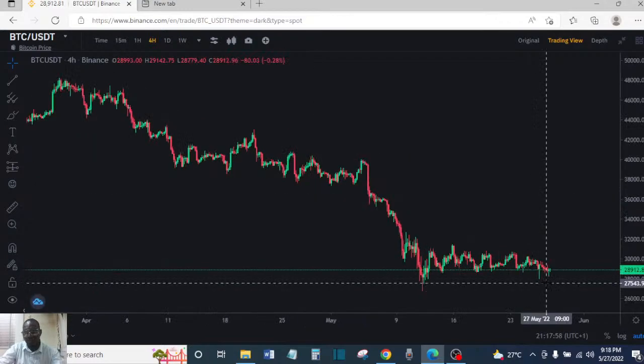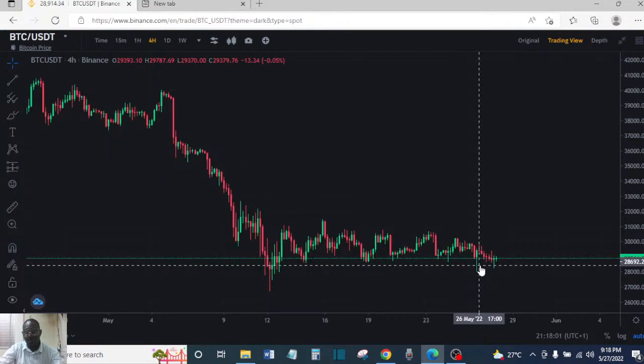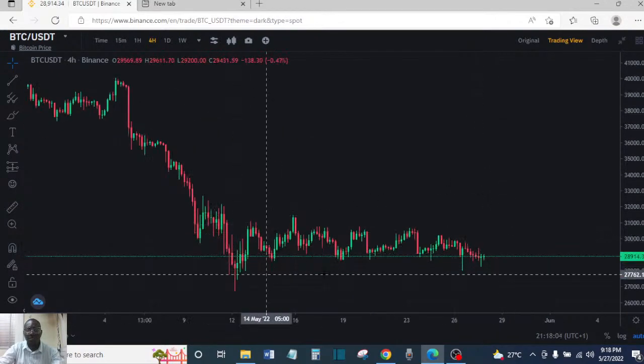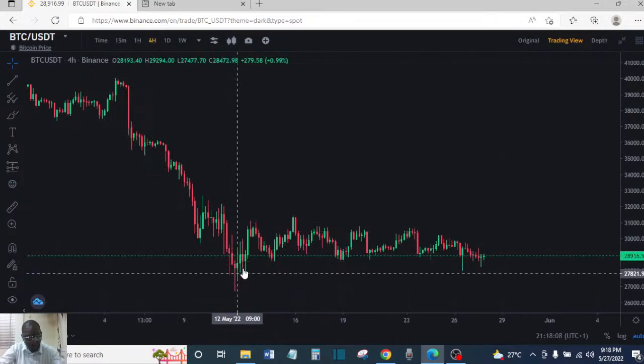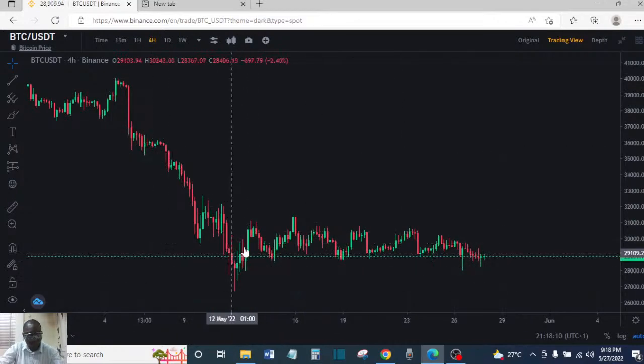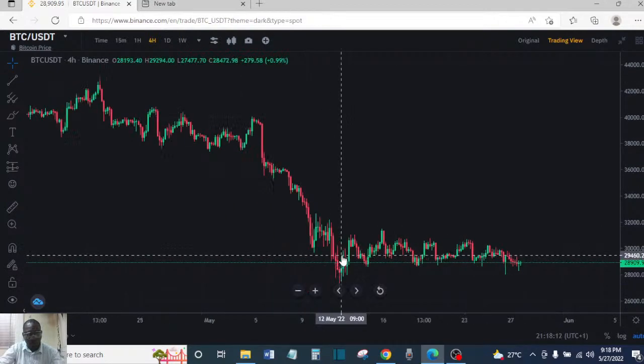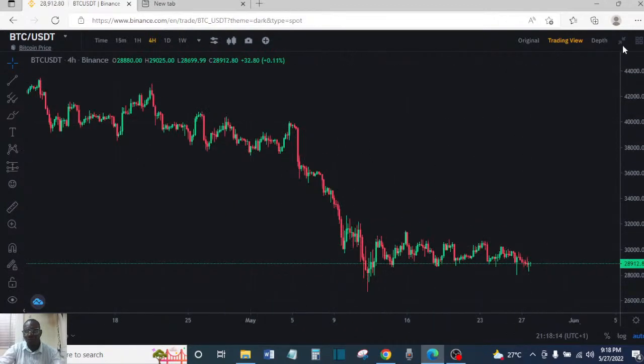All right, this is the 4-hour chart. You can see the 4-hour chart, very clean. All right, now look at what happened here. Let me show you what happened here.